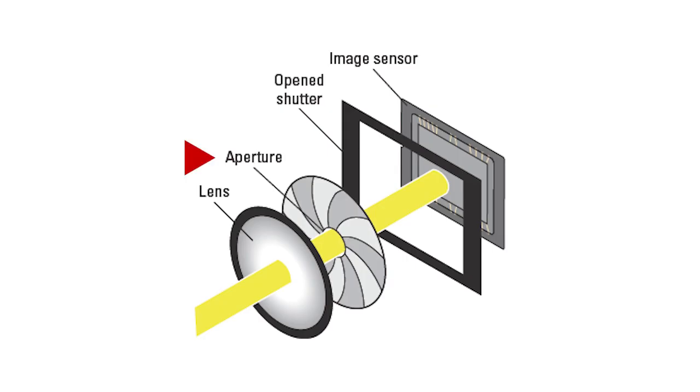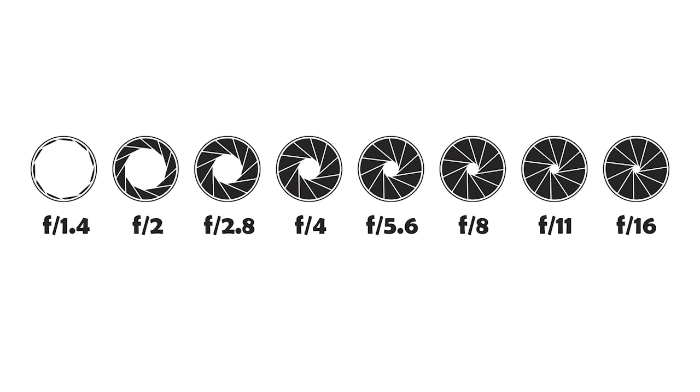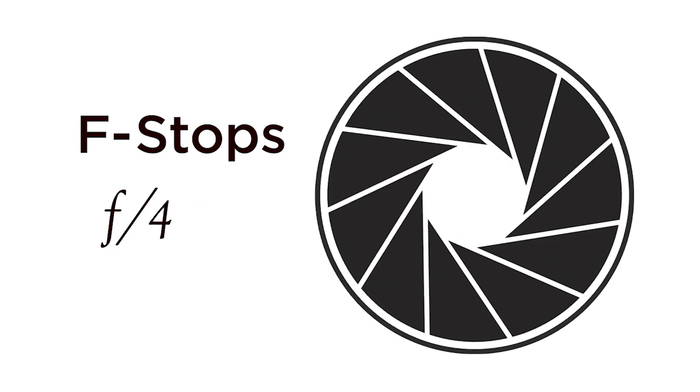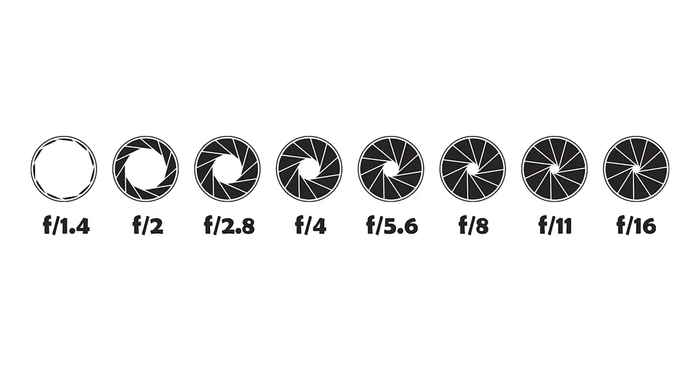The aperture controls how much light is passing through the lens to your sensor. Aperture settings are indicated in f-stops, or f and the number. Your camera lens usually can go from something like f1.4 to f16. Remember that the smaller the number, the larger the opening, and the more light that gets in. The larger the number, the smaller the opening, and the less light gets in.